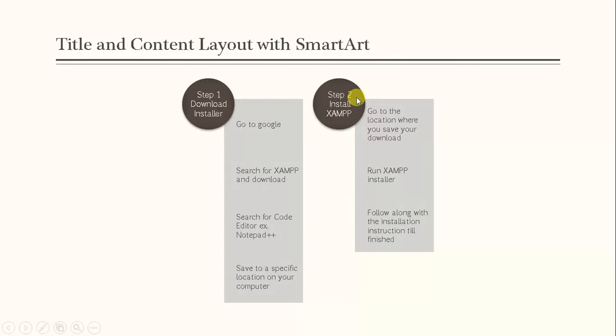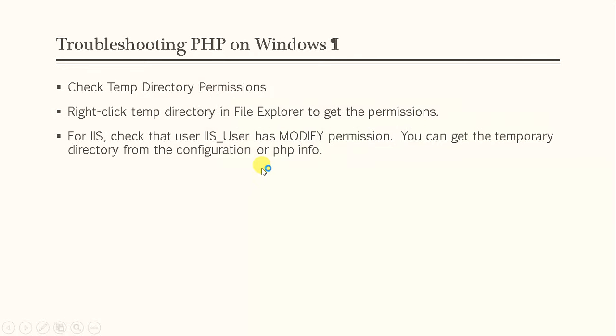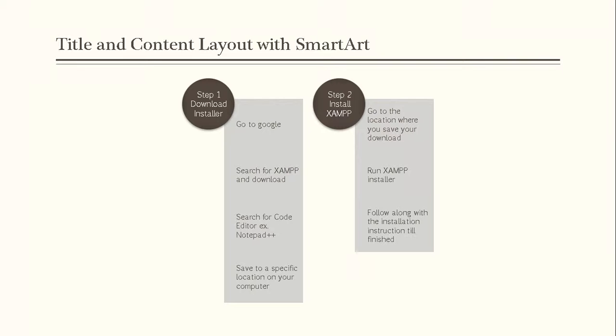Okay, step 2 is to install the following app. You're going to install XAMPP. Go to the location where you saved your download, run the XAMPP installer, and follow along with the installation. I'll just demonstrate how to download and install XAMPP.